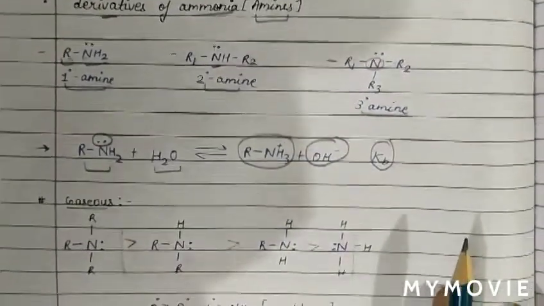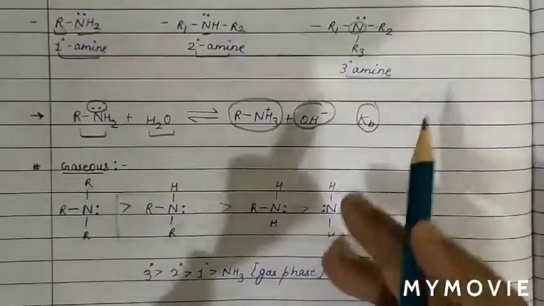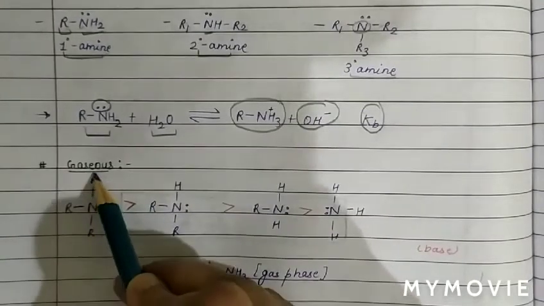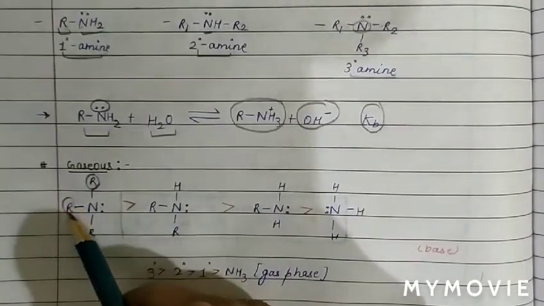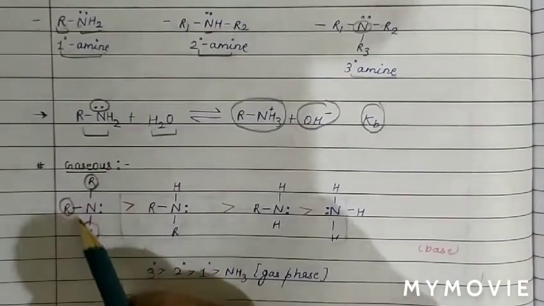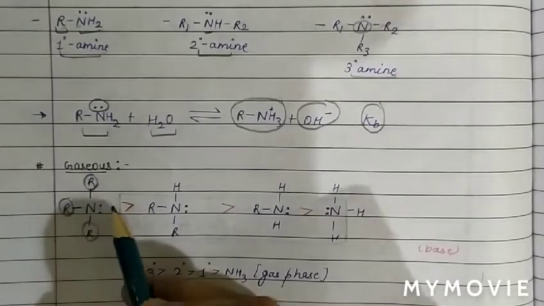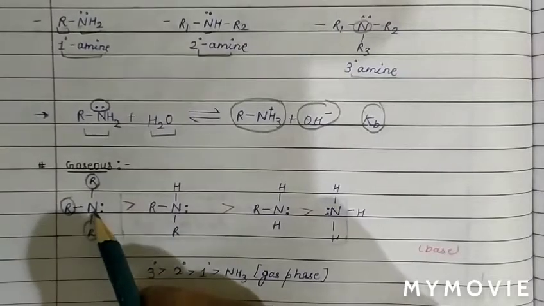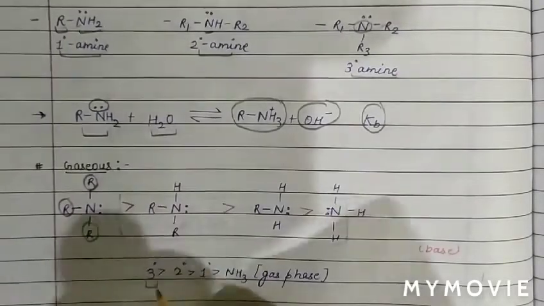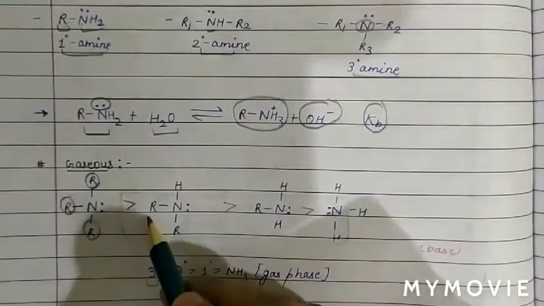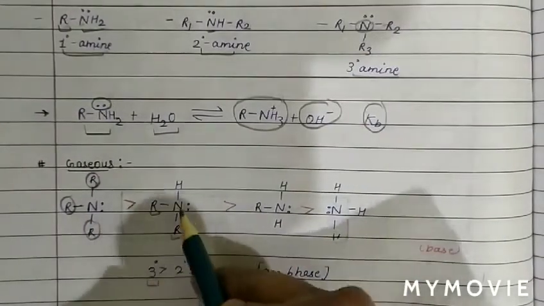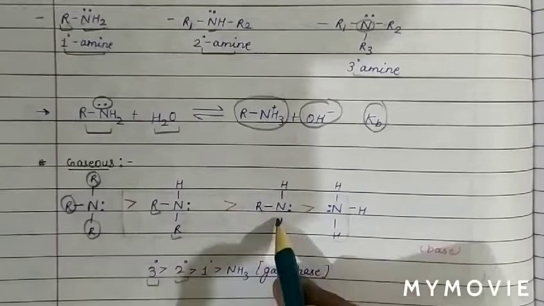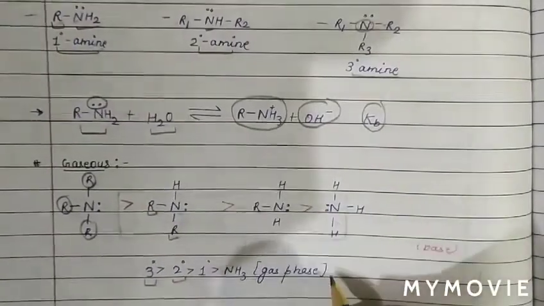See, the basic nature of amines in the gas phase. Basically, in the gaseous phase, the carbon atoms directly connected to the nitrogen atom we call the degree. In this case there are 3 carbon atoms directly connected to nitrogen, therefore we call it a 3 degree amine. In this case there are 2 carbon atoms directly connected to nitrogen, therefore a 2 degree amine. In this case there is 1 carbon atom connected to nitrogen, so a 1 degree amine.